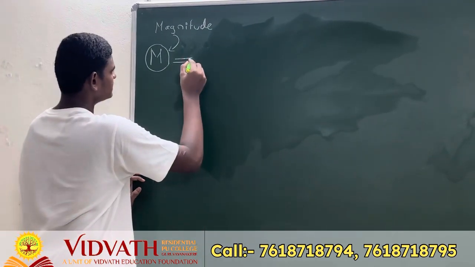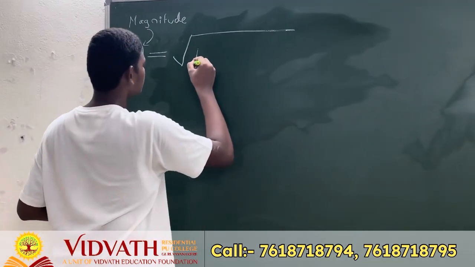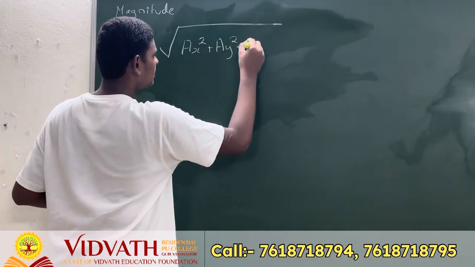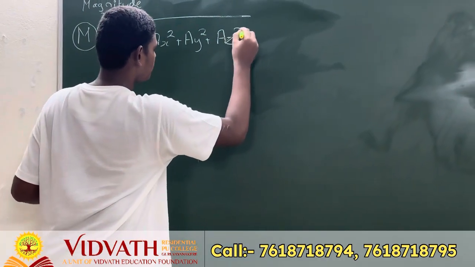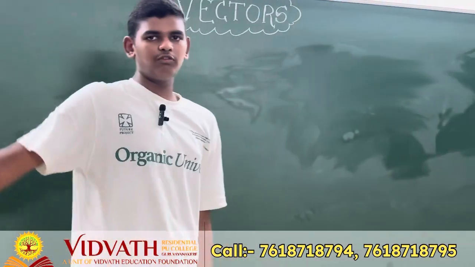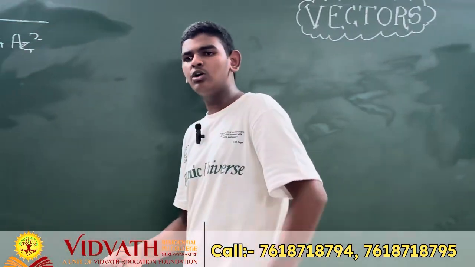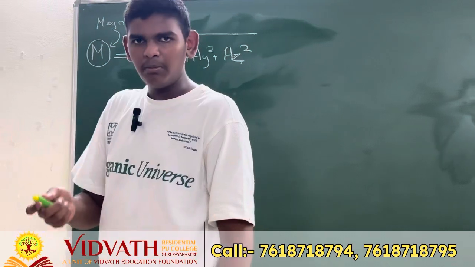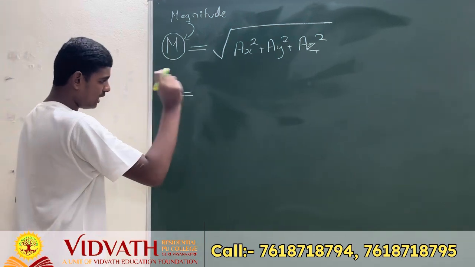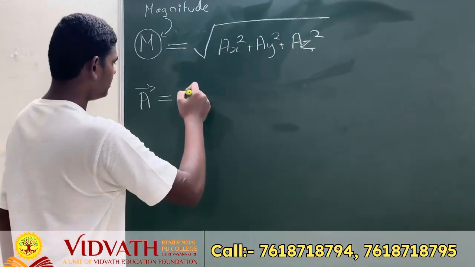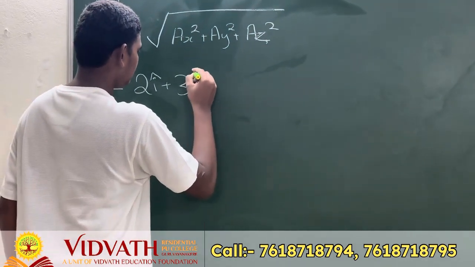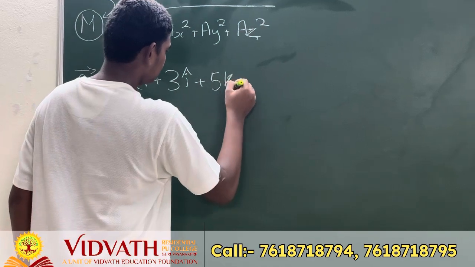Now, magnitude has the formula: whole root of ax square plus ay square plus az square. Okay, learning the formula is really easy. Anybody could mug it up. Like, I could have mugged up this whole thing long ago, and I could have written the same thing in my 5th standard. But is this really that simple? What we have to do is take a vector A. Now, the question is as follows. Calculate the magnitude for 2 i cap plus 3 j cap plus 5 k cap.